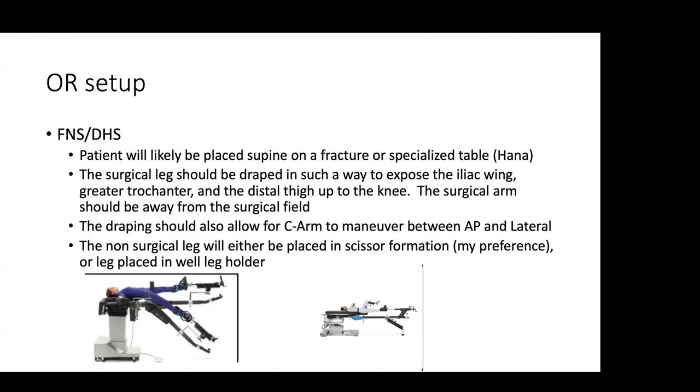I like to keep the surgical arm away from the surgical field. The arm can be out, but it tends to be a little bit hard to wedge yourself in there, especially if the patient's very small. So I like to take the surgical arm and bring it up and over the body and tape it out of the way. Also, you have to make sure that your draping allows for the C-arm to maneuver between an AP and one lateral. I use a shower curtain and place it with weights on the bottom so that the drape doesn't come all the way out.